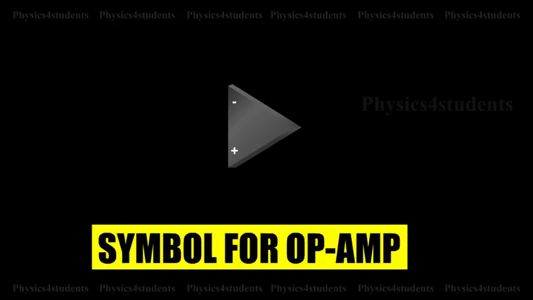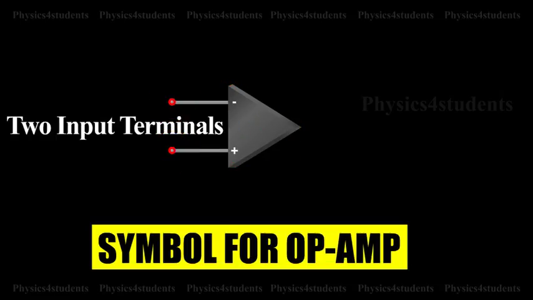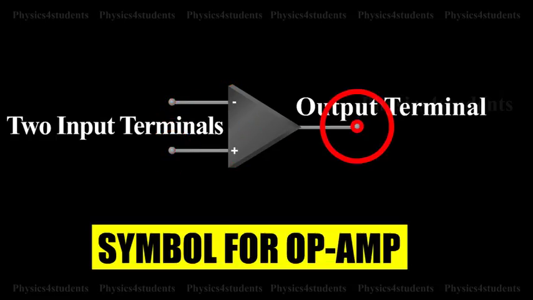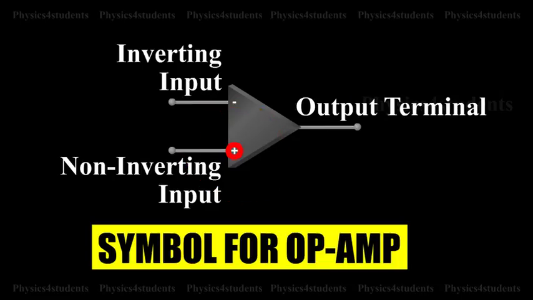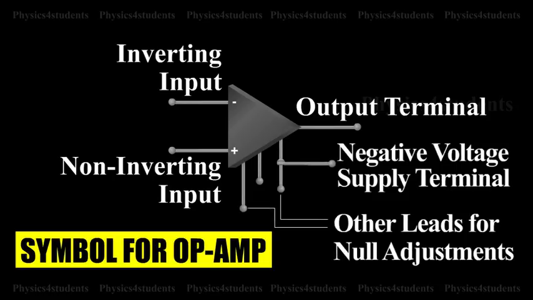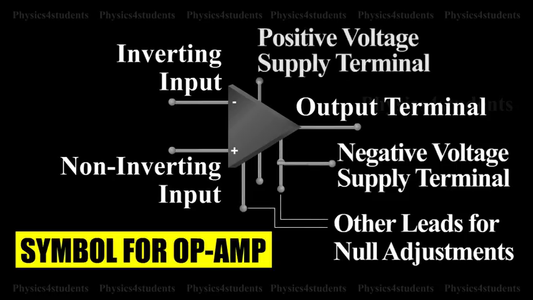The op amp is represented by a triangular symbol as shown in the animation. It has two input terminals and one output terminal. The terminal with the negative sign is called the inverting input and the terminal with the positive sign is called the non-inverting input. The input terminals are at the base of the triangle. The output terminal is shown at the apex of the triangle.